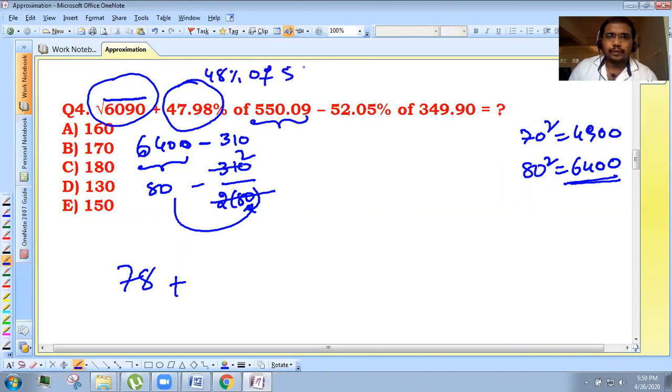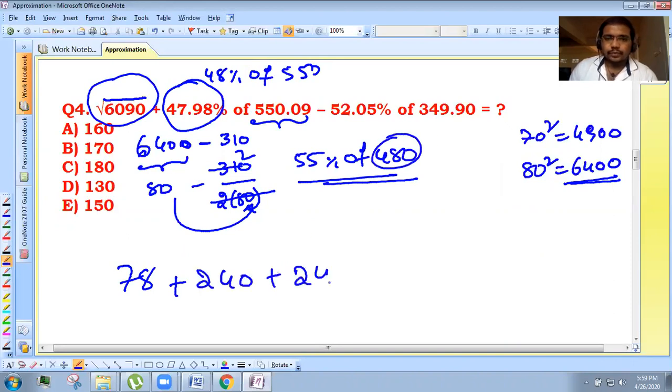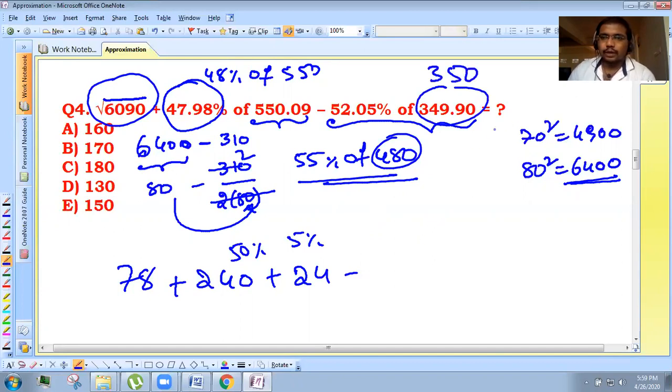48% of 550. You can write it as 55% of 480, right? 55% of 480. Why 55%? 50% is 240 plus 24. Why? Because this is 50% and 5%. Next, we'll go for 52%, but this is minus. Minus 50% of this value. This is 350 if you are thinking. Total approximate value 350. 50% means 175 minus 2%, 7. Why is it 7? Because 1% is 3.5, 2% will be double, 7. Are you understanding this point?